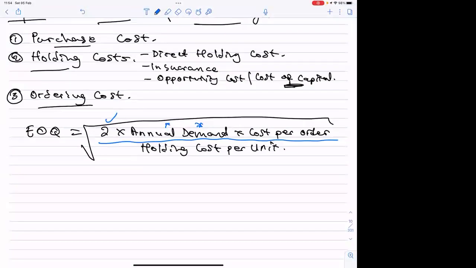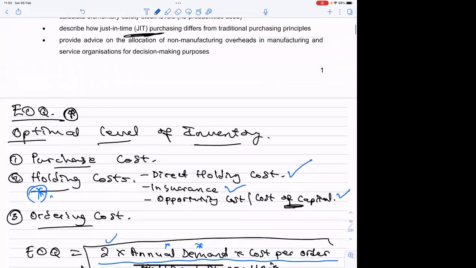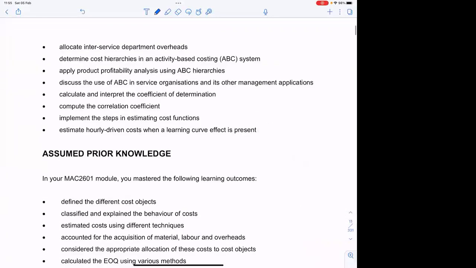Then cost per order, this is the cost of ordering your inventory each time you order. Then the holding cost per unit, remember, don't forget your holding cost. We have your direct holding cost, you've got your insurance, you also have your opportunity cost. Are we together? Is there anyone with a question on the formula before we apply it? No one has a question?